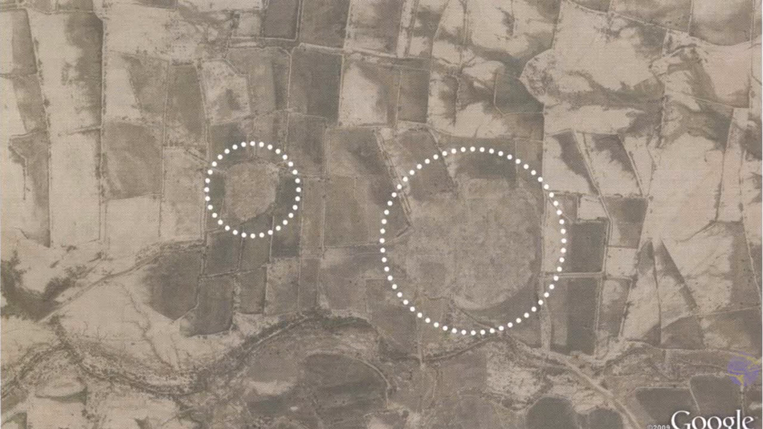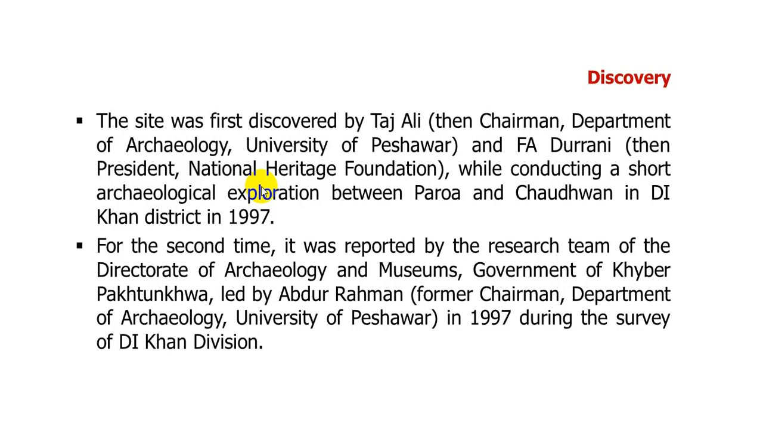We mentioned that there are two sites with the name of Jhandi Babar. So the large one is Jhandi Babar-I and the smaller one is Jhandi Babar-II. Discovery. The site was first discovered by Professor Dr. Taj Ali, then Chairman Department of Archaeology, University of Peshawar, and Professor Farzand Ali Durrani, while conducting a short archaeological exploration between Parua and Chodwan in 1997.